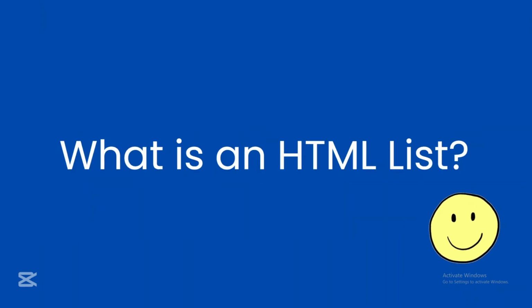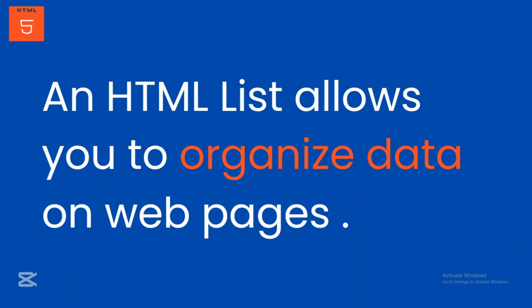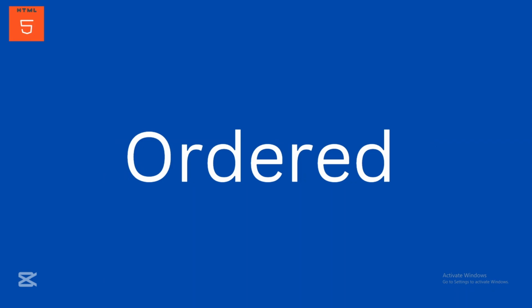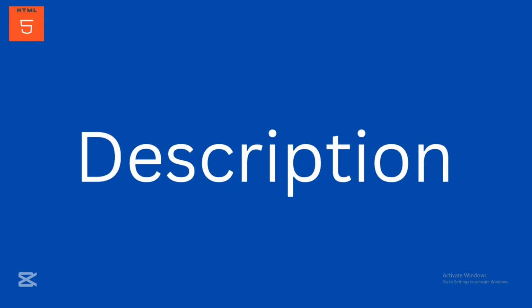So what is an HTML list? An HTML list allows you to organize data on your web page. Now, there are three types of HTML lists that you would use to organize data on your web page. We have the ordered list. The second one is the unordered list, and the last one is the description list.